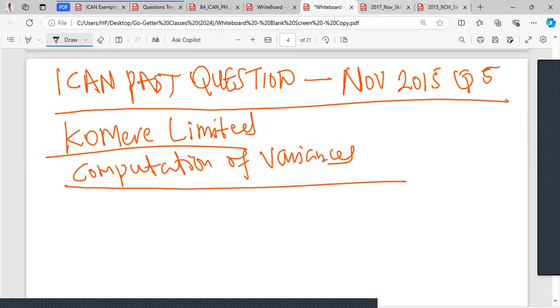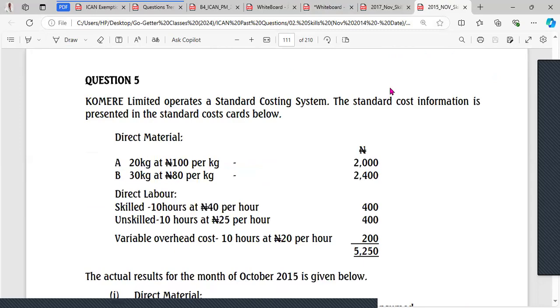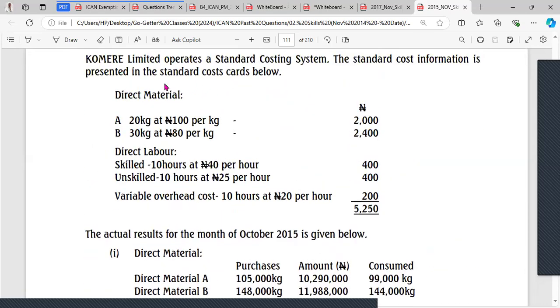Okay, so we go back to the question. How they give us a variance analysis question is this. They will bring the standard, they will tell you about the budget, then they give you the actuals. Kumere Limited operates a standard costing system. The standard cost information is presented in the standard cost card below. Now, when they tell you standard, it means they are telling you per unit. All right? So that is what they are telling you.